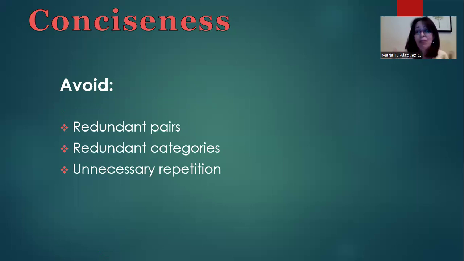written. That's redundancy. Also, if you think about the vocabulary, avoid redundant pairs. Imagine if I said a round circle, you would say, that's obvious, a circle is round. Well, this is a very obvious example, but we use expressions like true facts. Okay, facts are true. Or an unexpected surprise. Of course, a surprise is unexpected. Or for example, a free gift. A gift is free. Or redundant categories.